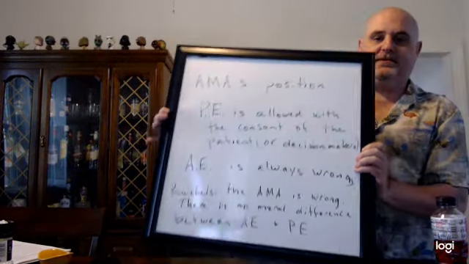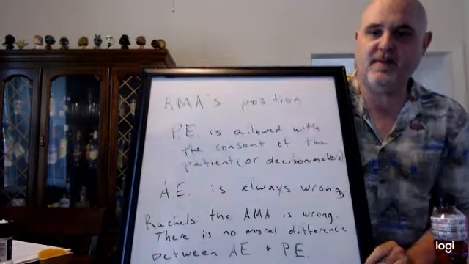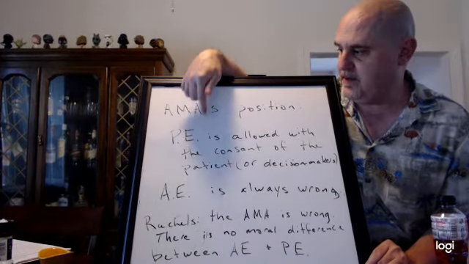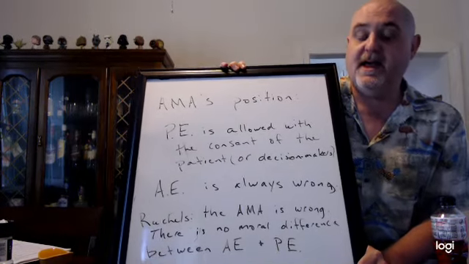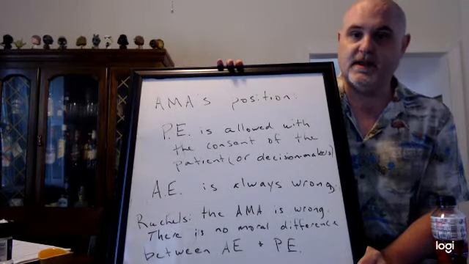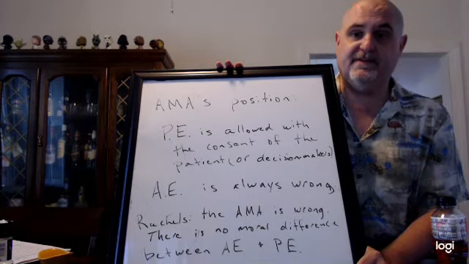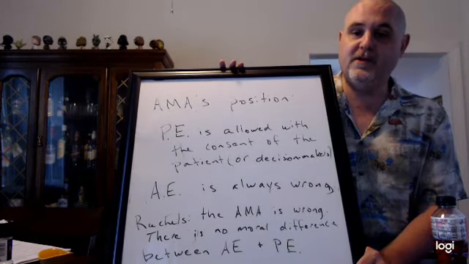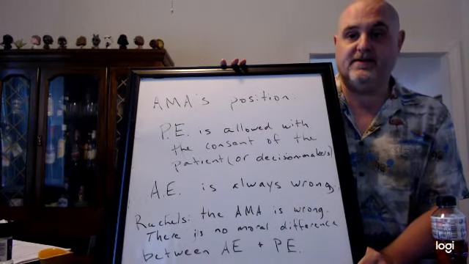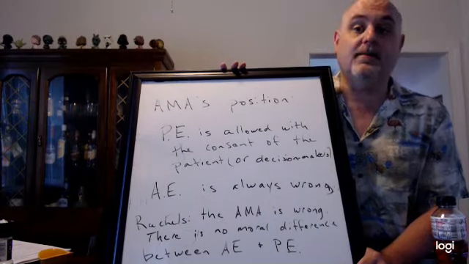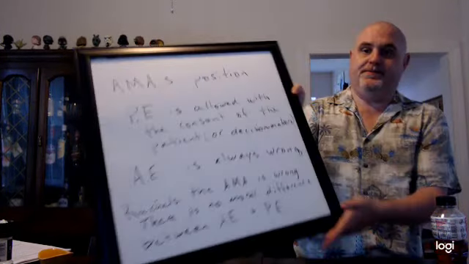But first, let's go over the notes before I erase this. The AMA's position is that passive euthanasia, that's what PE stands for, is allowed with the consent of the patient or decision makers, and active euthanasia is always wrong. Rachels' response is that the AMA is wrong. There is no moral difference, Rachels says, between active and passive euthanasia, and if passive euthanasia is okay, so is active euthanasia.